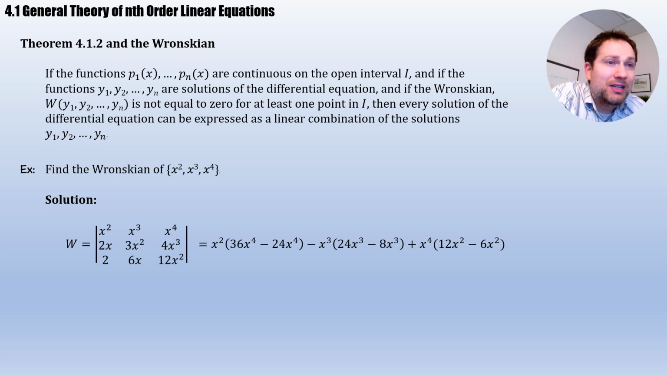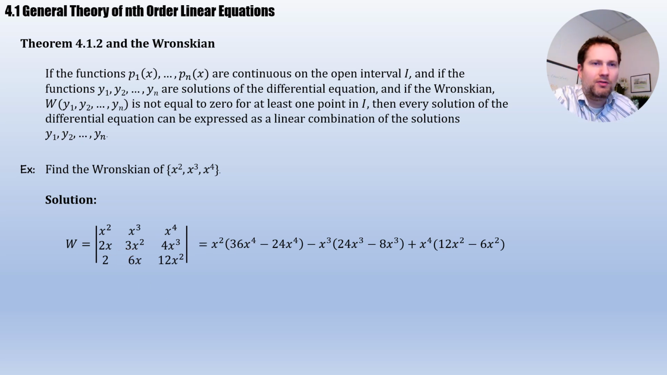Okay, so we got x squared times the determinant of this, let me do some highlighting here, times the determinant of this guy right here, right? That's what appears here. Minus, remember that, x cubed times the determinant of these four elements here, that remaining matrix. So you get 24x cubed minus 8x cubed. And then plus x to the fourth times this determinant right here.